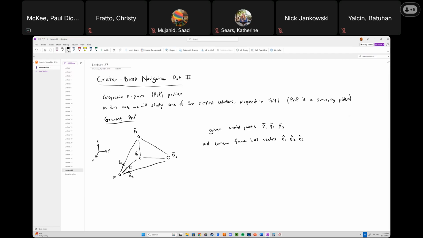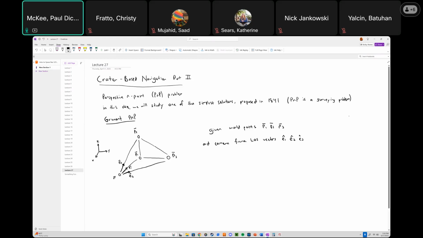What are we after? Well, Grunert didn't actually pose this as a problem where we solve explicitly for R or for T. So we're going to use Grunert's solution as a stepping stone to our solution, where what we really want is the rotation from the world frame to the camera frame and the position of the camera in the world frame. And that's what we're after ultimately.